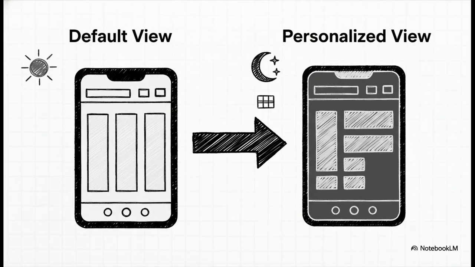And what's the result? A totally custom experience. If the user likes a dark theme, boom, the app opens in dark mode. If they prefer a compact view for their lists, the app adjusts on the fly. It feels like the app actually remembers them, which is a fantastic user experience.